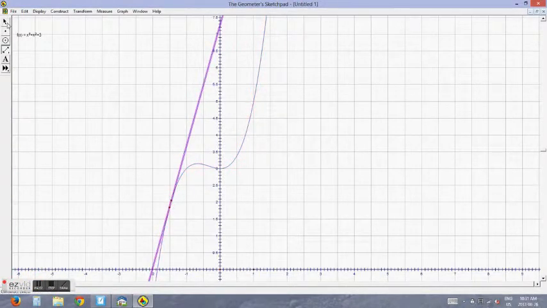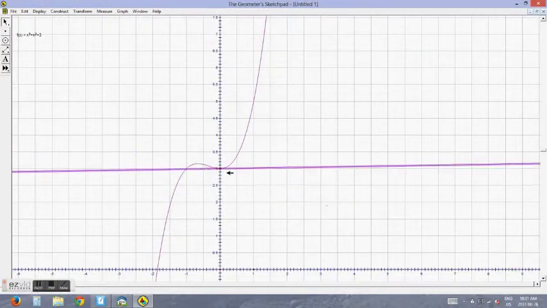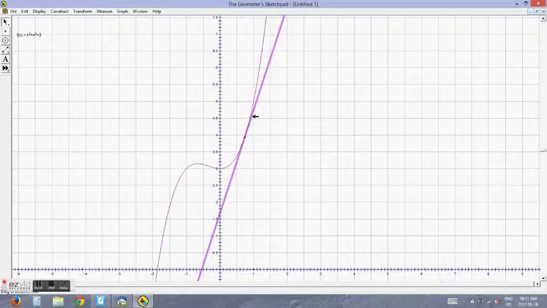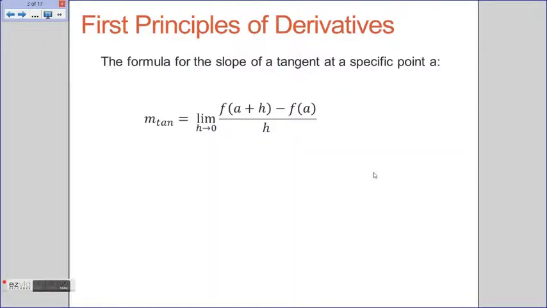Now let's take this tangent and move it along the curve. What we notice is that it is not constant, it actually changes. So the instantaneous rate of change changes, the slope of the tangent changes as we move along the curve. So it can be represented as a function. So a derivative actually represents a function of a specific function. So let's take a look at the principles behind the first principles of derivatives.